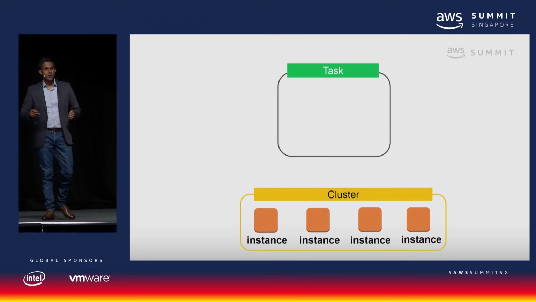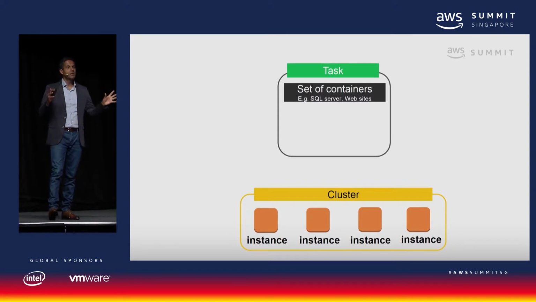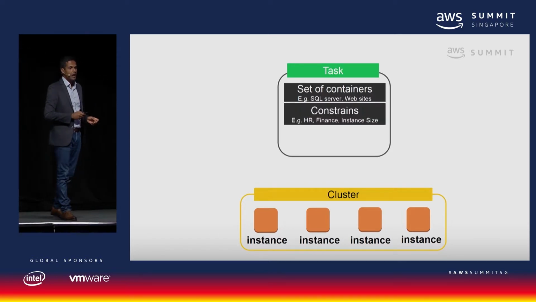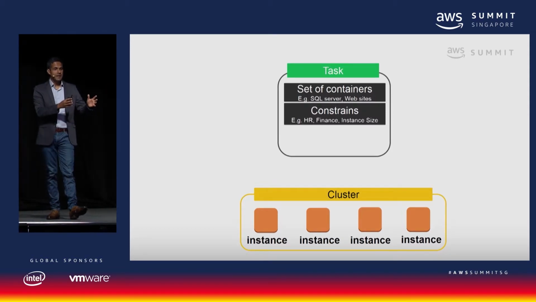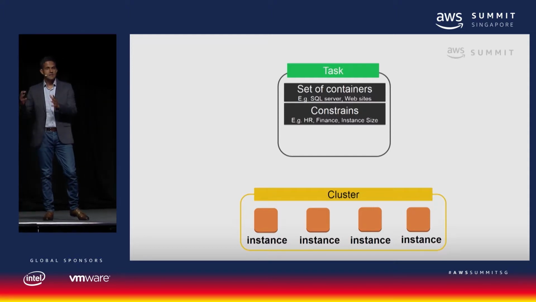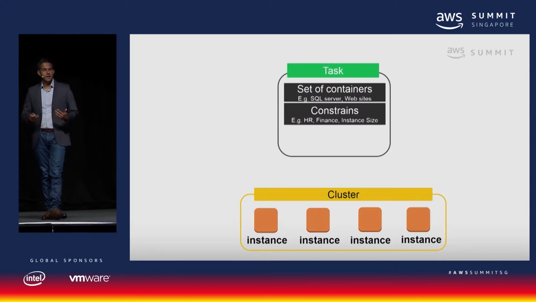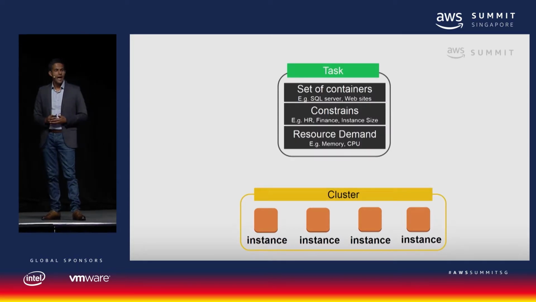Then you create something called a task. A task consists of things like what kind of containers I want to run. Maybe you have an HR application that has a SQL Server backend and a web application. What kind of constraints do I want to have? For example, the HR application doesn't want to run on the same machine the finance application is running on. Maybe it wants a bigger instance size, or to run in a different region. So you can define constraints. The other thing is what kind of resources it wants. The HR application probably wants, let's say, 4 GB of RAM.